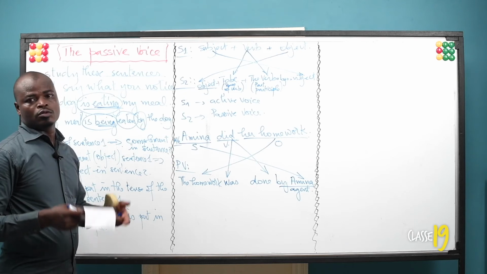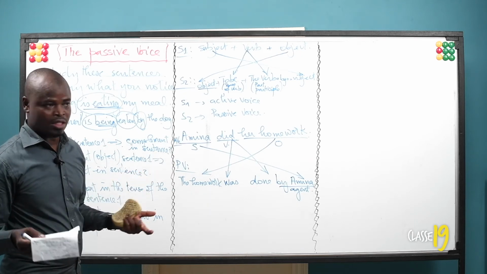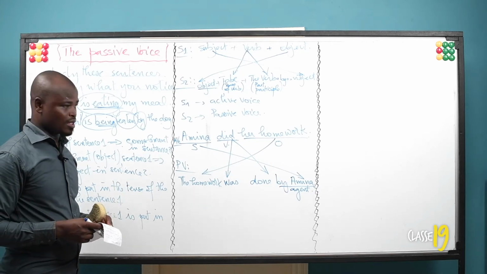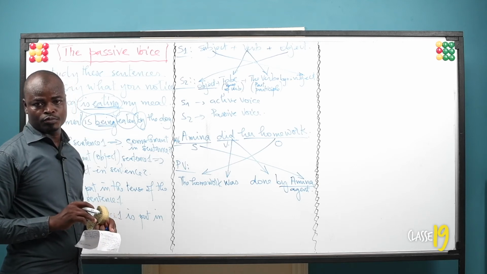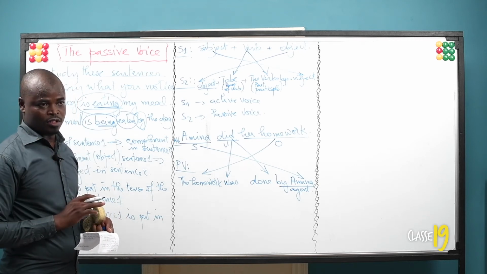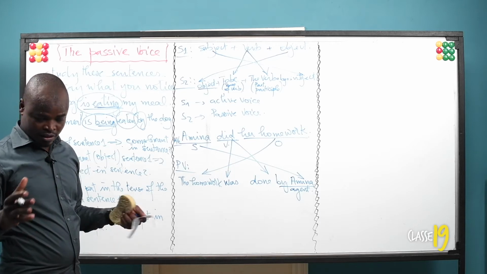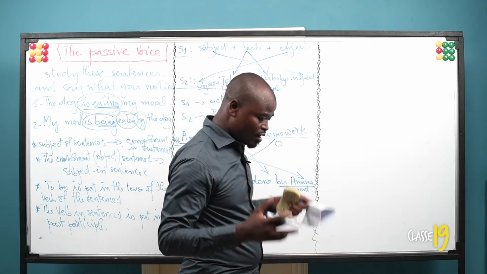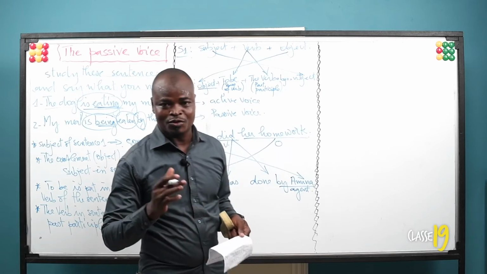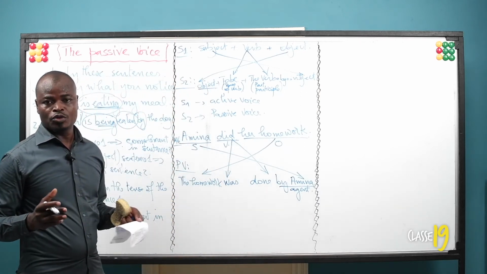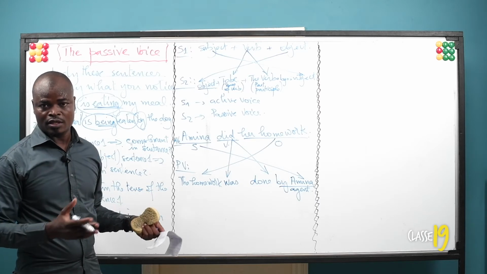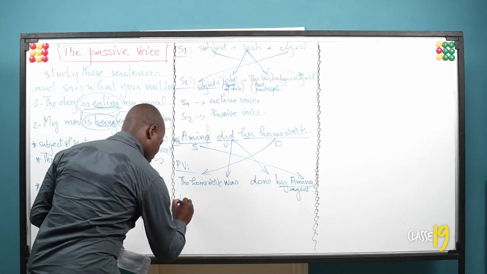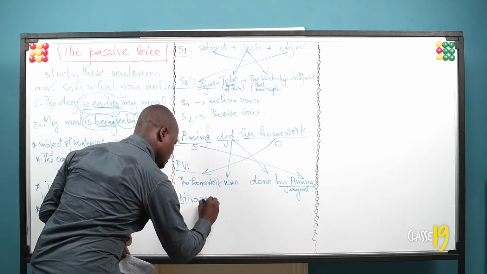Now, to go further, let's see how to put some other sentences into passive voice. The first one is how to put the sentences with transitive verbs into passive voice. The transitive verbs are those verbs which are used with two objects, direct and indirect object. Let me give you some examples of transitive verbs.